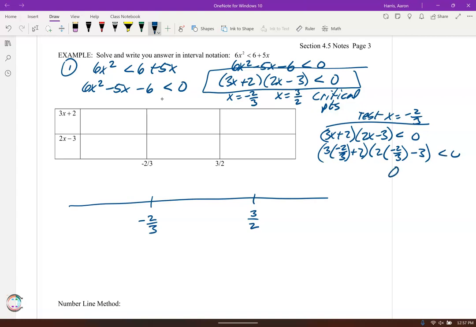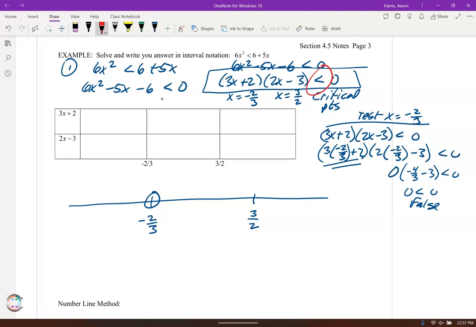So I got 0 from here, right? That's going to give me negative 2 plus 2, which is 0, times over here, negative 4/3 minus 3. So 0 less than 0, again, false, right? It's strictly less than, so I'm not going to include that. Because this is, again, strictly less than. It's not an or equal to.